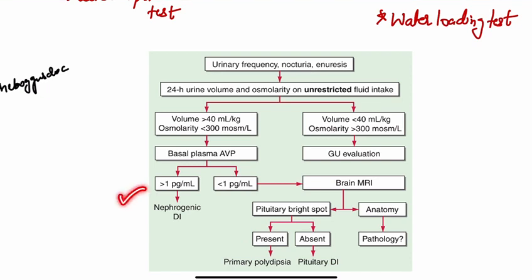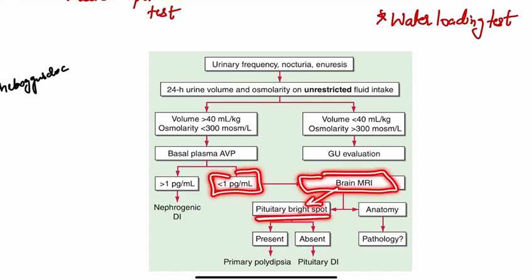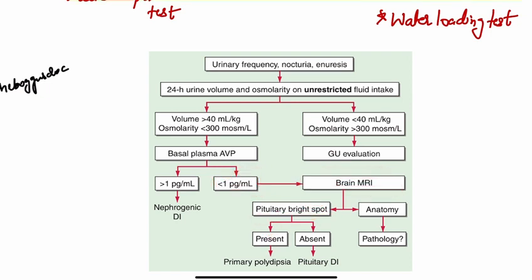If this is more than 1 picogram per ml, it will be nephrogenic diabetes insipidus, because the hormone is present but not affecting the kidneys. Less than 1 picogram per ml means this is central. For the central, you have to do a brain MRI and you will see the pituitary bright spot. If the pituitary bright spot is present, this is primary polydipsia. If the pituitary bright spot is absent, the pituitary is the cause, and it is central diabetes insipidus.